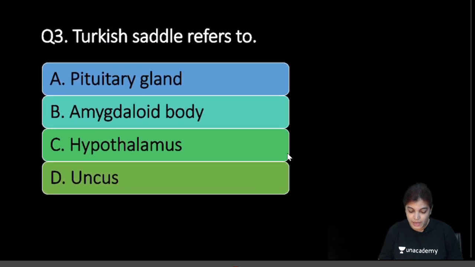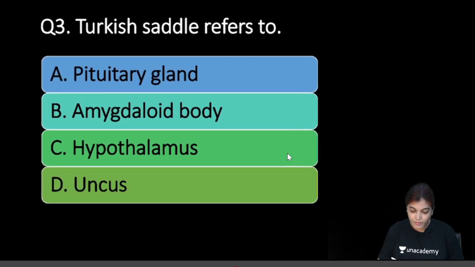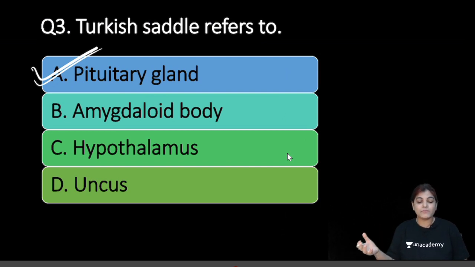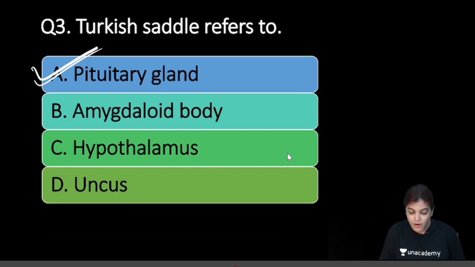So coming to this MCQ again, this is a direct question. The answer will be that Turkish saddle is related to option A, the pituitary gland. Amygdaloid body, hypothalamus and uncus are all neuroanatomical structures which are not located in the Turkish saddle or sella turcica.